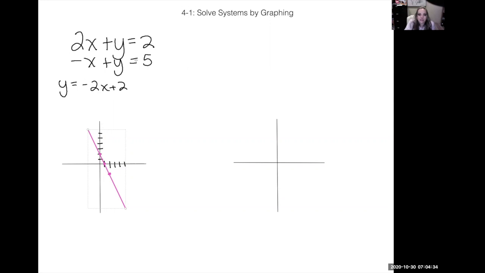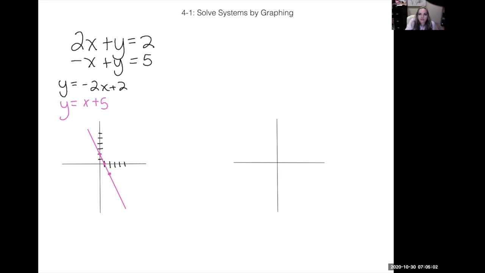So now let's look at this one. We could graph it with the x-intercept and the y-intercept, or we can solve for y. I'm going to do that again. So here, all I need to do is add x to both sides. So I get y equals x plus 5, right? Because I just added x to both sides.